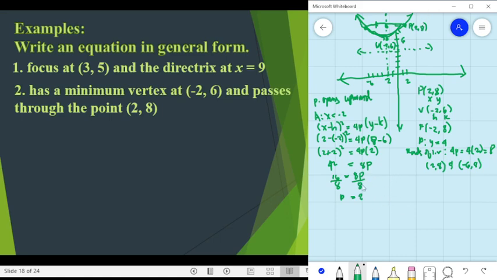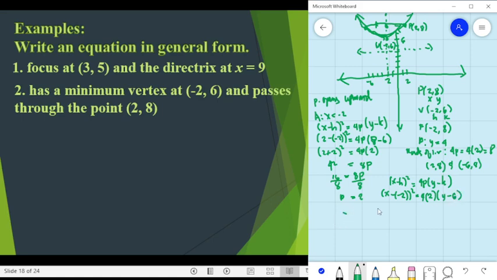Sige. So since we have already your P, you can get the general equation, no? So quantity x minus h squared is equal to 4p quantity y minus k. So we have to replace the h and k and p to get the general equation of the parabola. So we have x minus, your h here is a negative 2 squared is equal to 4 times your p, which is 2, times quantity y minus 6.